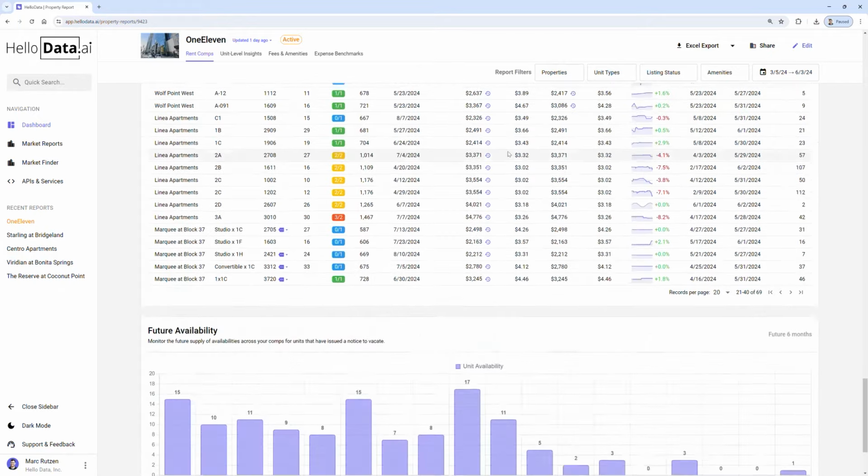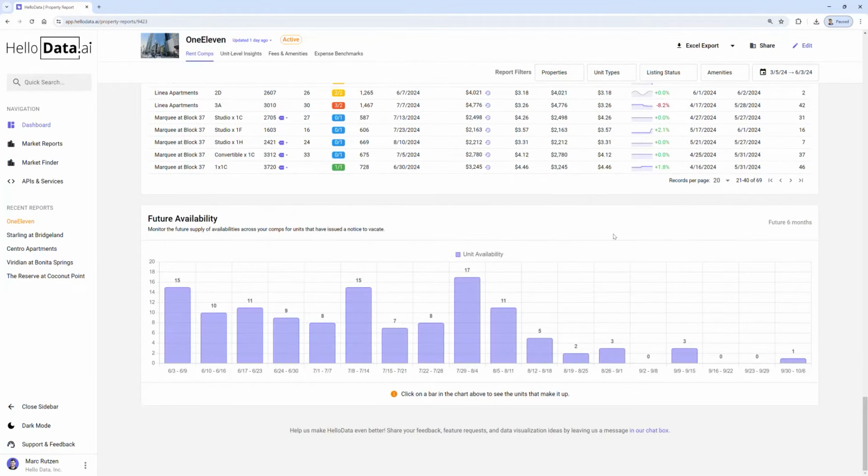So from here, the last graph on this page is the future availability graph. We get this by going to the property website directly. The script that we've developed clicks into every future move-in date for the next 6 months on the property website, because if you select different move-in dates, you see different units that are available on those dates in the future.